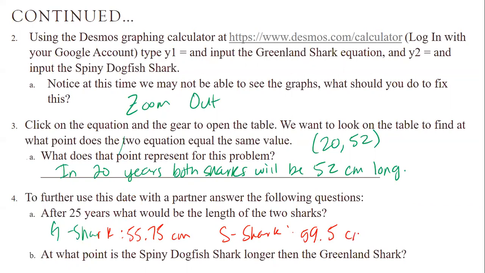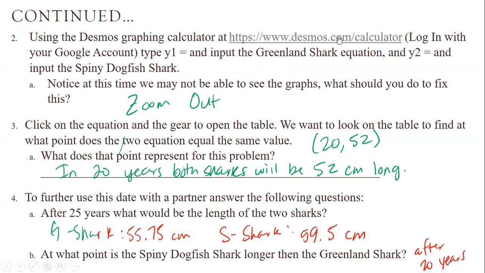Thank you. And it's like at this point, at what point is the spiny dogfish longer than the Greenland shark? Well, it's after 20 years, right? That intersection is where the transition happens. So after 20 years. Because at that point, that's when that shark is now continually larger than the other shark. Okay, how do you feel about navigating with Desmos for now until we get our TI Inspire software? It's not terrible, right? Okay, cool.